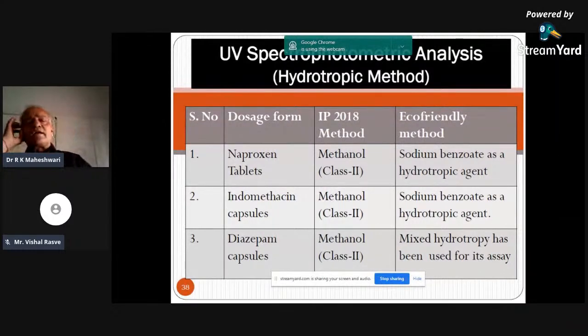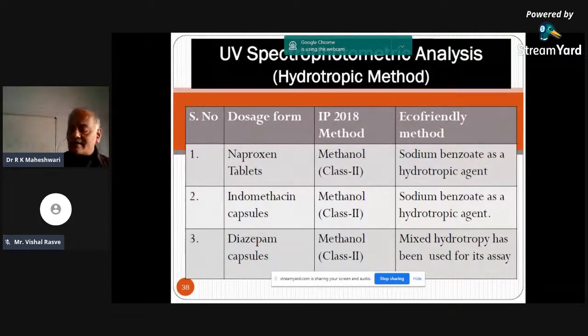Diclofenac sodium. Its estimation in the IP method involves the use of methanol. It can be done by hydrotropic solution of urea, without the use of organic solvents, no methanol. Similarly, atenolol, methanol is used in the IP method. It can be done by urea solution and all. So many things are there anyway.